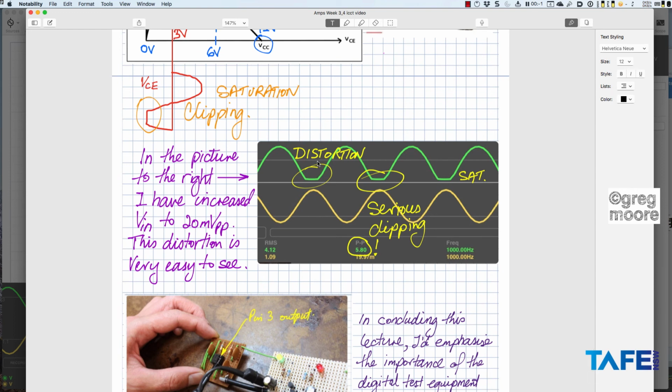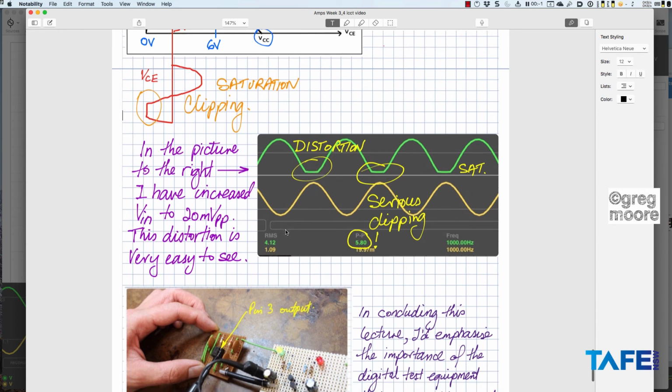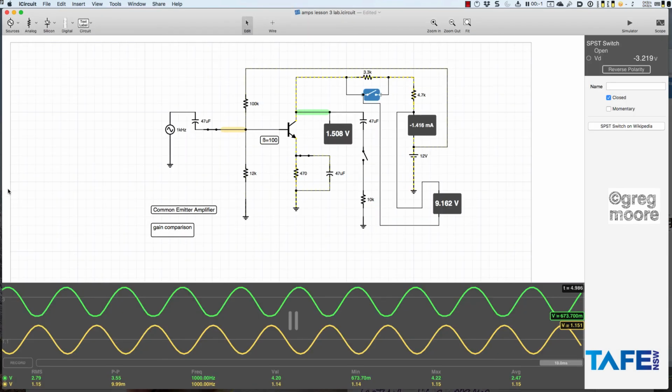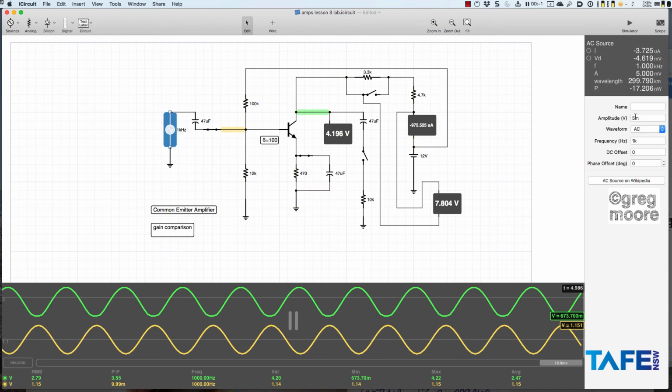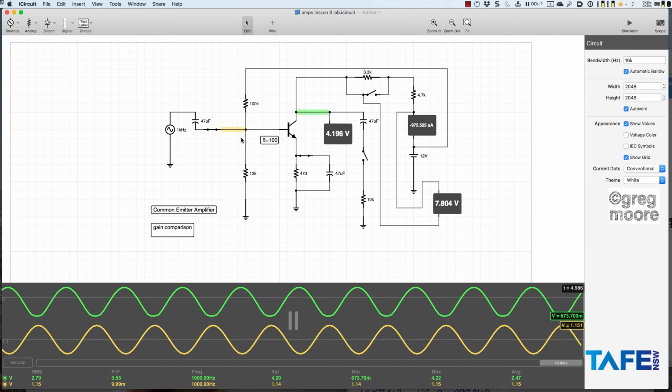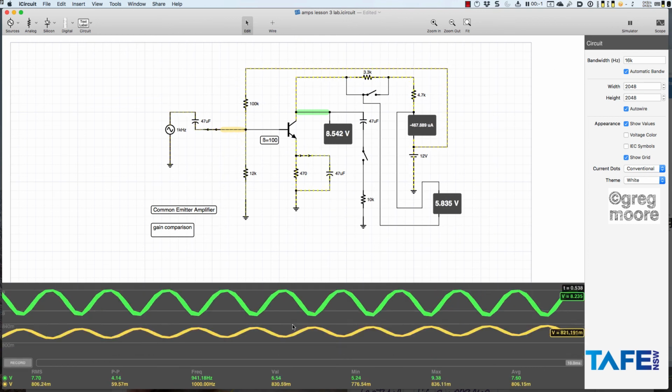What I might do, I'll go back to the simulator in a second and do this one. This one I've increased the V in to 20 millivolts peak to peak, and you can see now I've got really severe saturation distortion happening in the circuit. So let's go and do that. I need to go to my input, and this is actually in iCircuit, which is set up in peak. So if I go 10 millivolts peak, that's the same as 20 millivolts peak to peak. That's twice the input waveform that I had before. Everything else stays the same. Let's put it into motion.